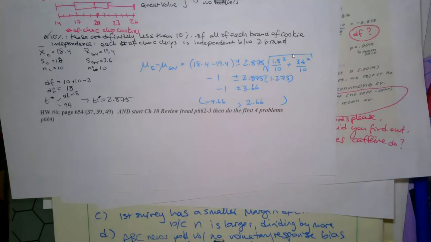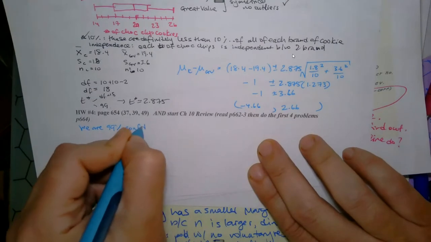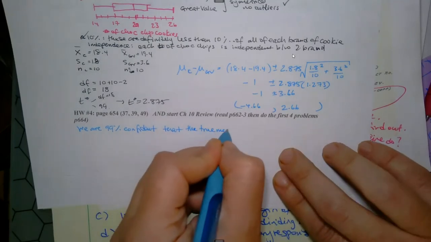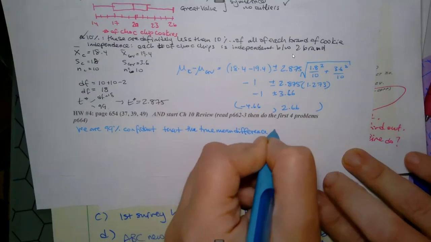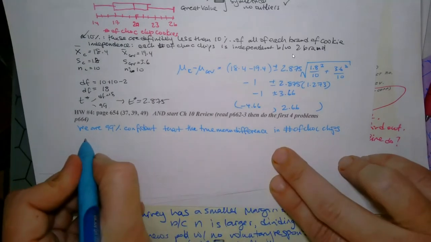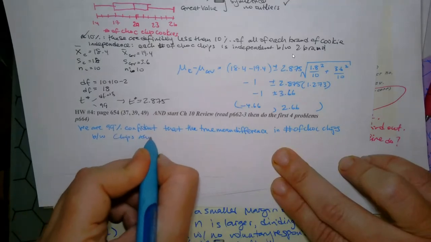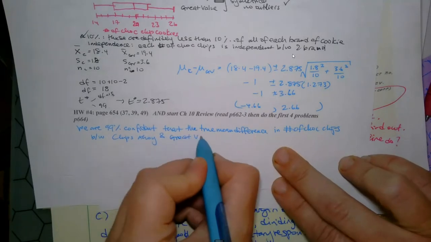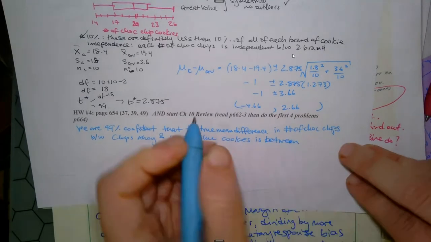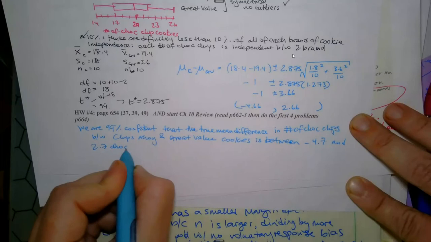Okay, so lastly, we're going to write our sentence. We're going to say we are 99% confident that the true mean difference in number of chocolate chip cookies, chips, between Chips Ahoy and Great Value cookies is between, and these are numbers of chocolate chips, -4.7 and 2.7 chocolate chips.